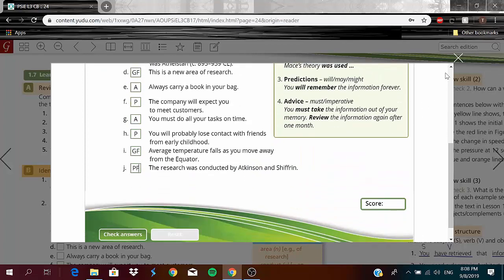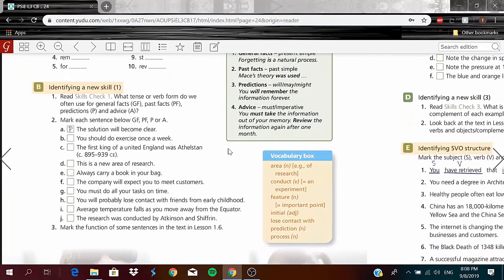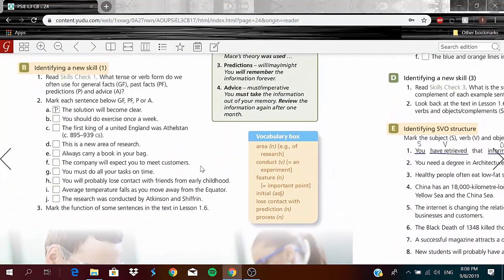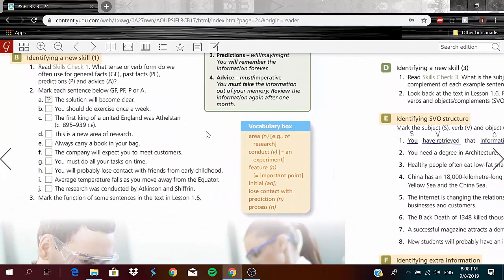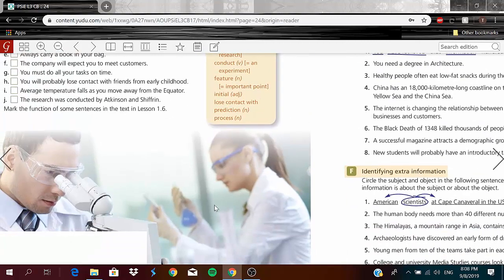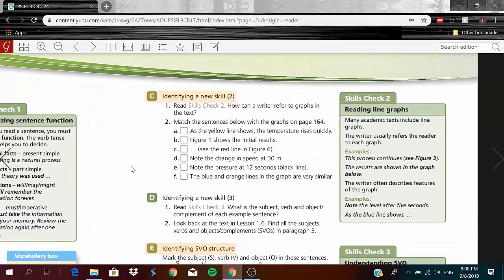Okay, now let's move on. Here we have a vocab box. You guys know what to do. Area, conduct, feature, initial, lose contact with, prediction, process. Okay? Now let's go to exercise C.